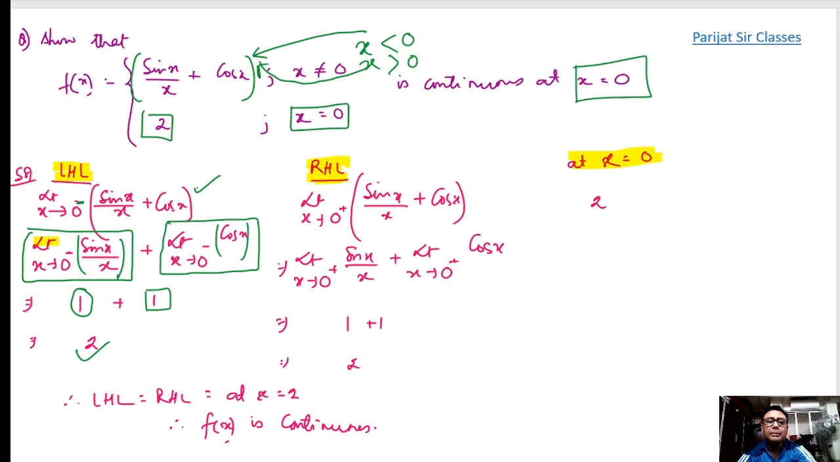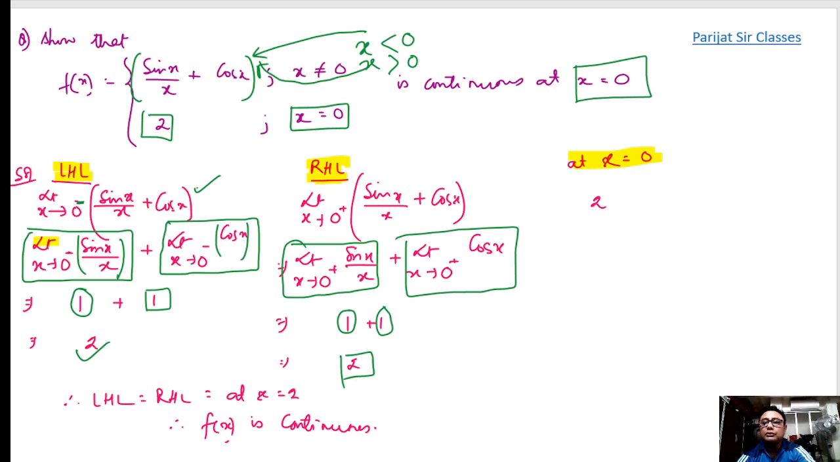Now right hand limit, again we are taking limit x tends to 0, sin x by x, which will give me 1. And limit x tends to 0, cos x will also be 1. 1 plus 1 is 2. And at x equal to 0, the answer is given as 2. That means I can tell that the left hand limit, the right hand limit, and the value at x equal to 0, all the three have come equal, that means it is a continuous function. Clear?